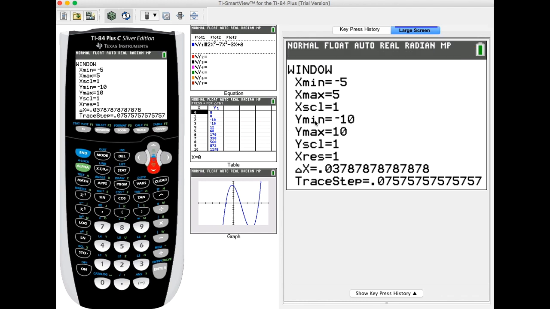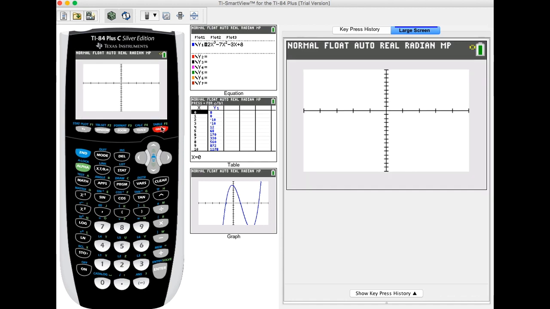Okay, so here's my y min. Oops, I went too far. My y minimum tells me the smallest y can be, just like with x, right? I went from -5 to 5. Y minimum, I want to go, let's start at -15. Okay, let's see how that looks on the graph.